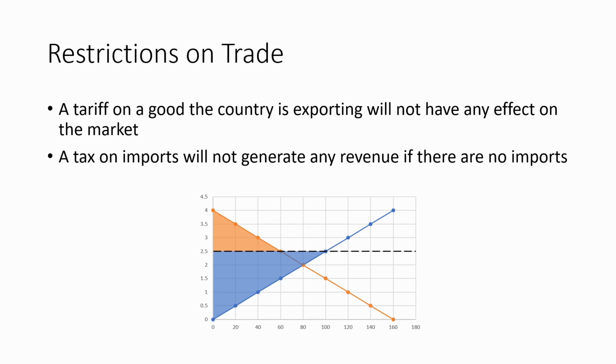A tariff on a good the country is exporting will not have any effect on the market. A tax on imports will not generate any revenue if there are no imports. Okay, so we're exporting because the world price is above our market price. So there will be no tax revenue if we tax imports on our products that we're exporting.